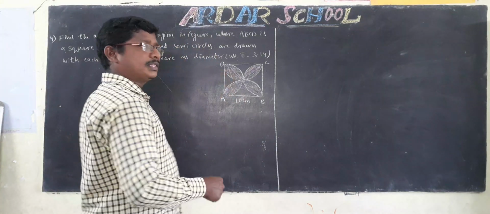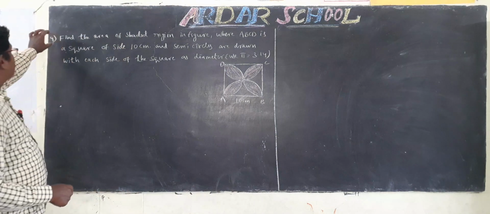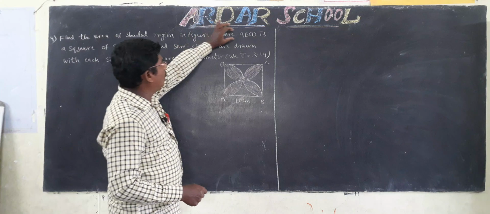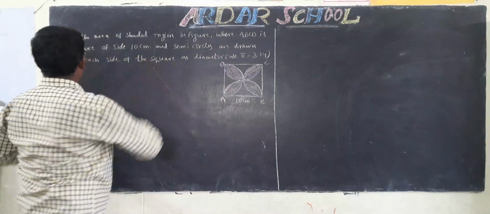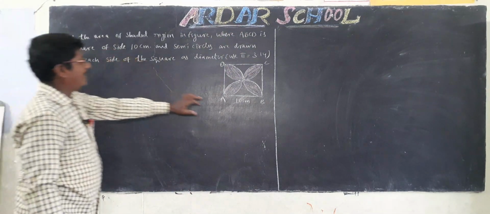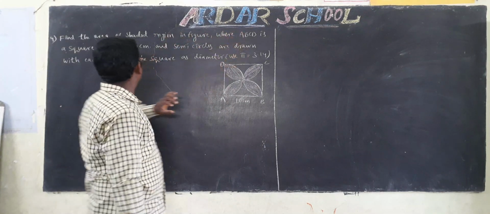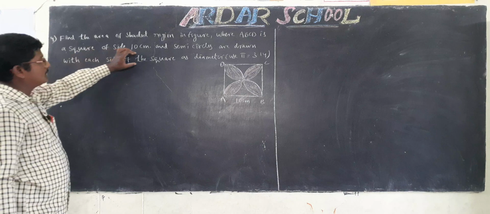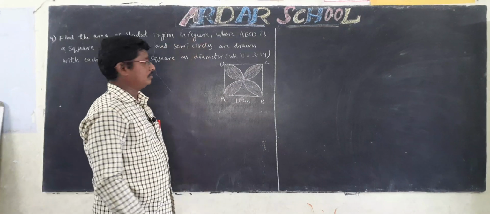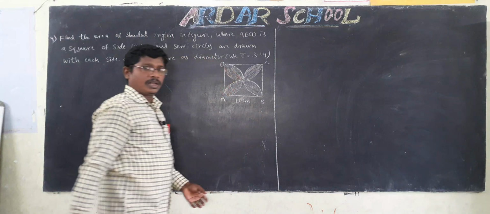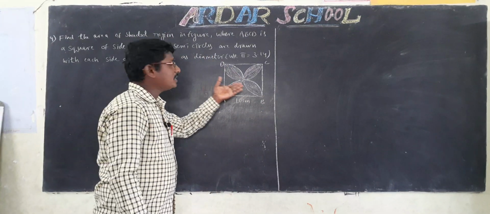Now I am going to the fourth sum. The fourth sum is: find the area of the shaded region in the figure, where ABCD is a square, the side of 10 centimeters, and semicircles are drawn with each side of the square as diameter. Okay, this is the side of a square as well as the diameter of a semicircle.